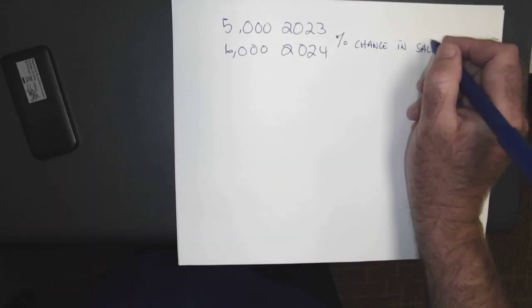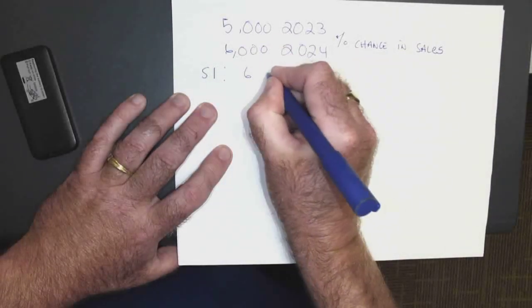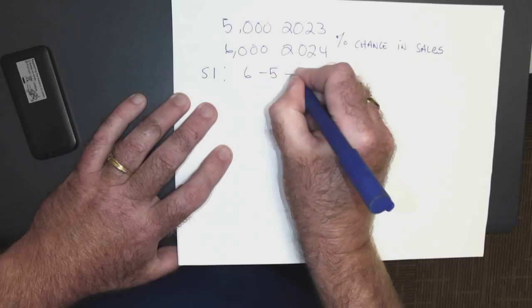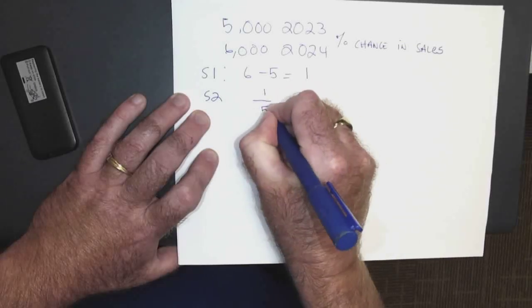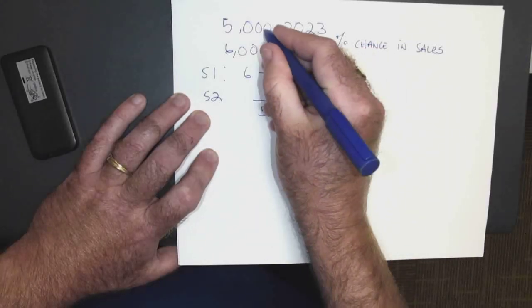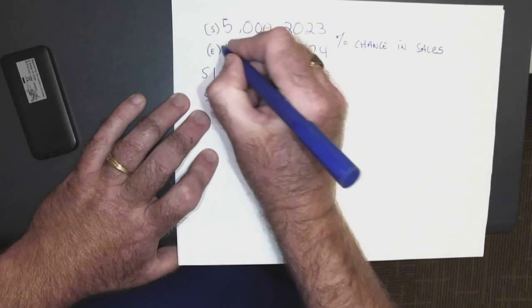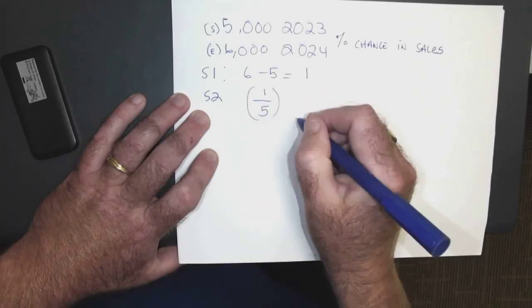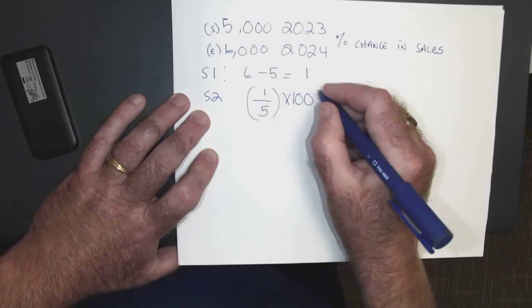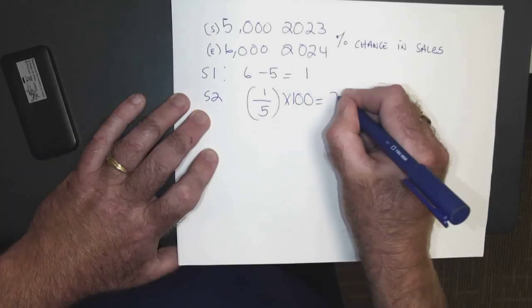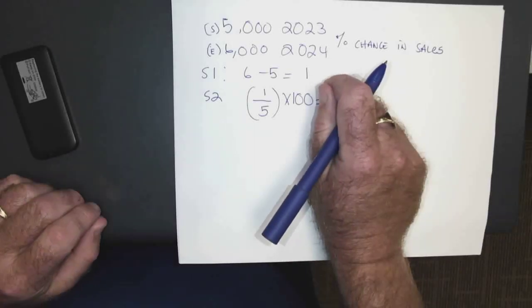Okay, so how are we going to do this? Step 1, it's going to be 6 minus 5, which is equal to 1. Step 2 is going to be 1 over 5, because remember 5 was the starting value, and 6 was the end value. So 1 over 5 times 100 in order for us to get the percentage, and that answer is 20%. That's all there is to it.